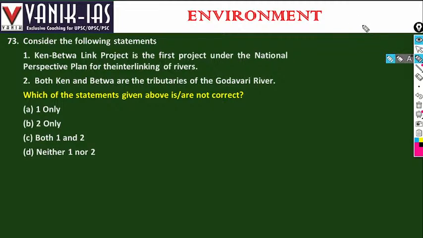Consider the following statements. Ken-Betwa link project is the first project under the National Perspective Plan for interlinking rivers.